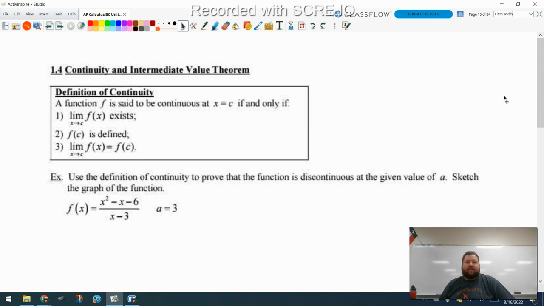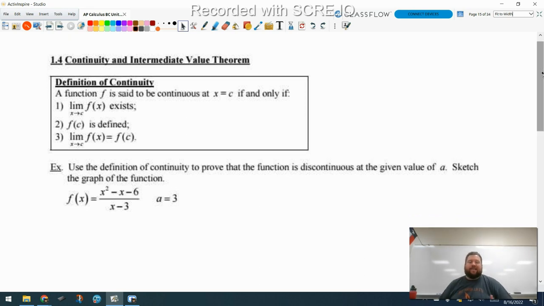All right, and these are going to ask more advanced, what I call AP style questions about continuity, to prove whether something is continuous or discontinuous. So: use the definition of continuity to prove that the function is discontinuous at the given value of a, and sketch the graph of the function. So we have to prove that this is not continuous somewhere. When you're doing that, you have to show which one of these three rules it breaks.